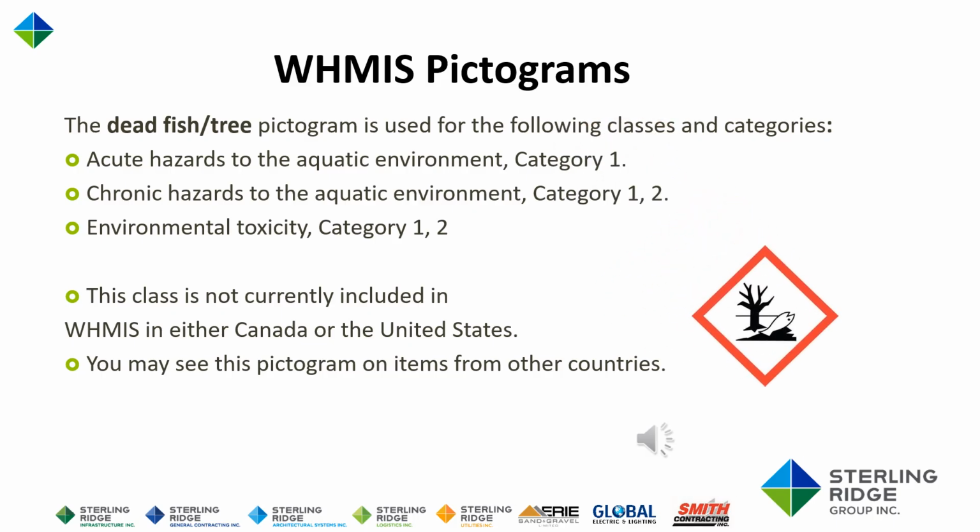The dead fish/tree pictogram is used for the following classes and categories: acute hazards to the aquatic environment, Category 1. Chronic hazards to the aquatic environment, Category 1-2. Environmental toxicity, Category 1-2. This class is not currently included in WHMIS in either Canada or the United States. You may see this pictogram on items from other countries.